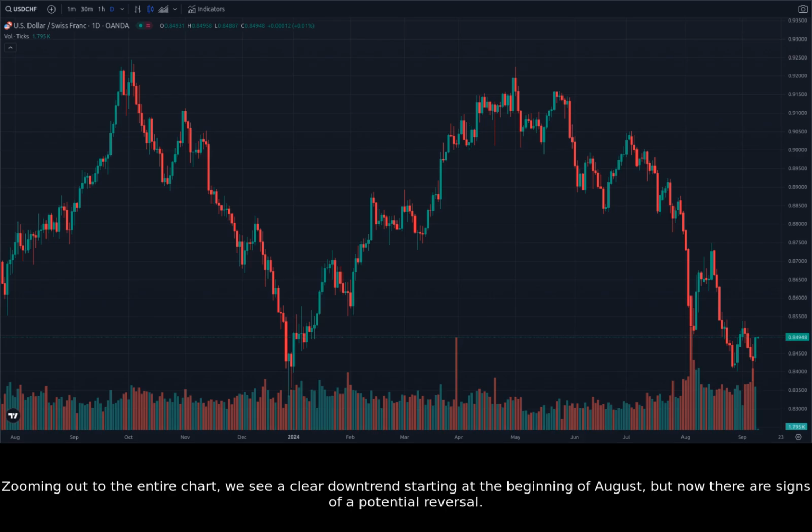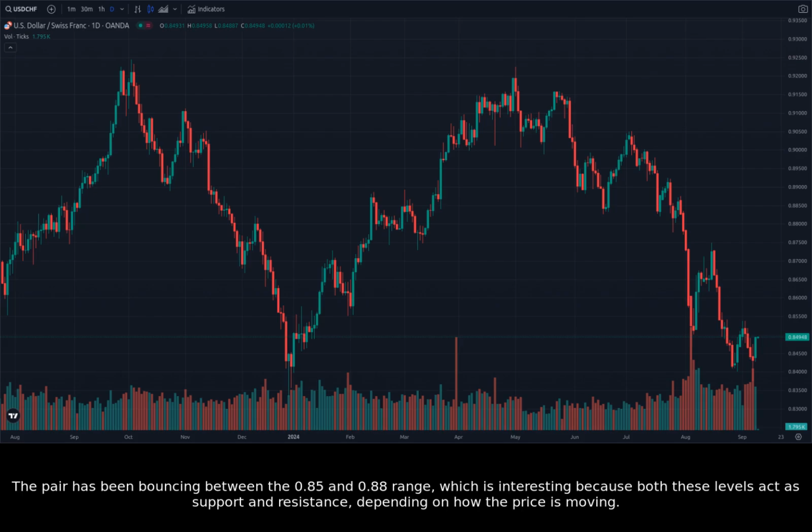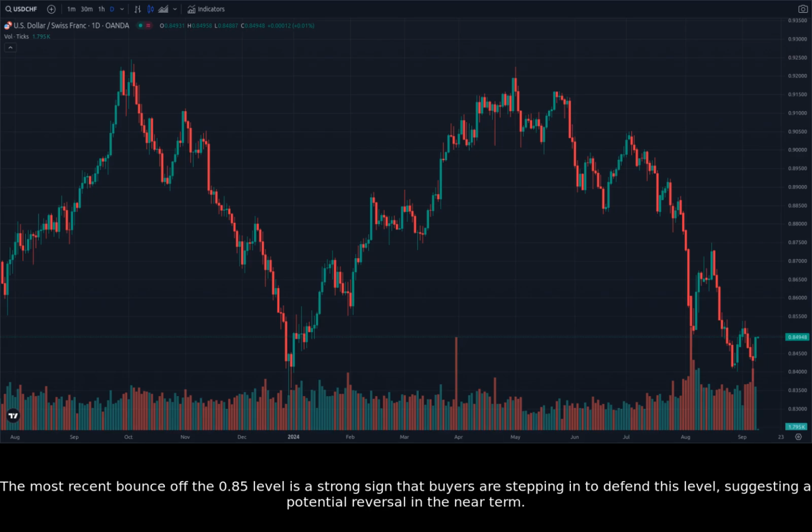Zooming out to the entire chart, we see a clear downtrend starting at the beginning of August, but now there are signs of a potential reversal. The pair has been bouncing between the 0.85 and 0.88 range, which is interesting because both these levels act as support and resistance, depending on how the price is moving. The most recent bounce off the 0.85 level is a strong sign that buyers are stepping in to defend this level, suggesting a potential reversal in the near term.